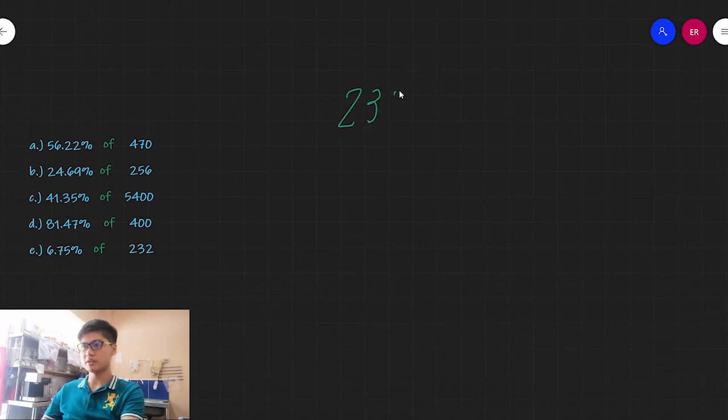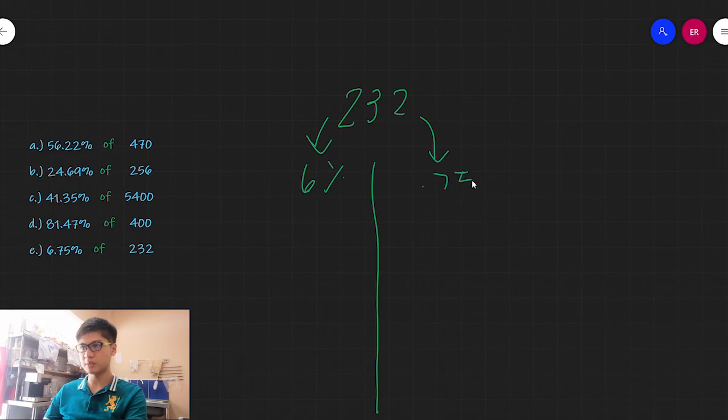So let me just rewrite 232 here. And then we're going to divide our solution into two parts. For the first part, we're going to find 6%. And for the last part, we're going to find the remaining 0.75%. Now, let's make 6% 5% so we can easily compute for the 6% of 232. So getting the 5% of 232 is just like dividing 232 by 2. And our answer would be 116.